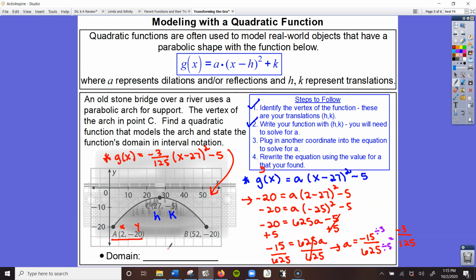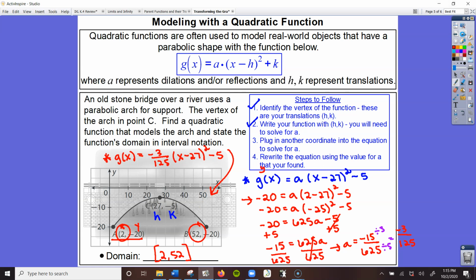So this is perfect. Now for domain in interval notation. Remember that the domain is all of the x's represented in your function, meaning you want to look for the smallest x to the largest x. So my domain is going to be 2 to 52. And because both of these circles here are filled in, this would be brackets on either side. So the domain is 2 to 52 included.